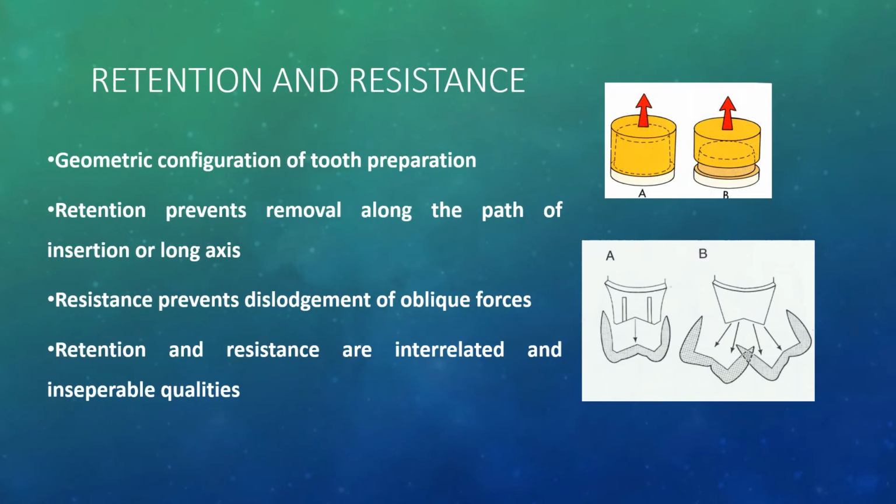Coming to the retention and the resistance form. The geometric configuration of the tooth preparation looks like that, guys, and the retention prevents removal along the path of insertion on the long axis. So path of insertion on long axis, that is the retention. The resistance form prevents dislodgement by oblique forces. So any of the oblique forces, the resistance form will try and prevent it.